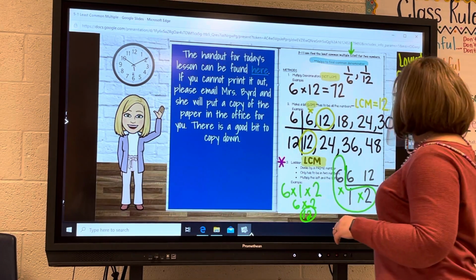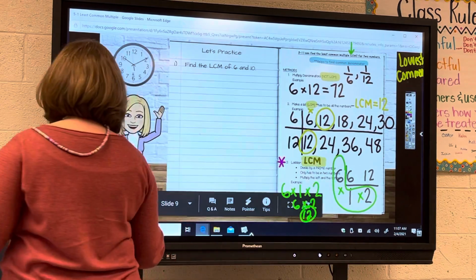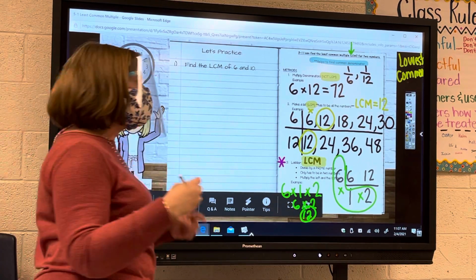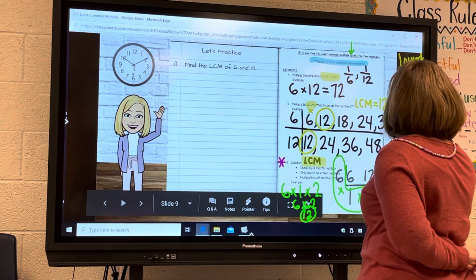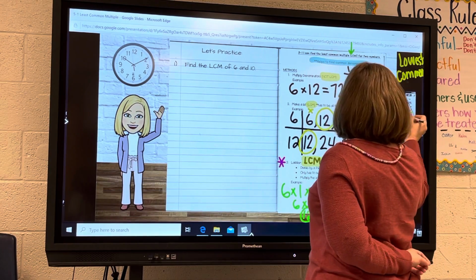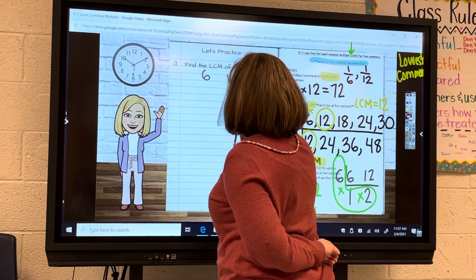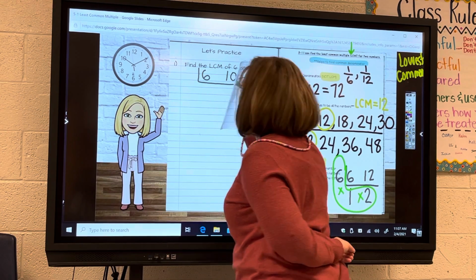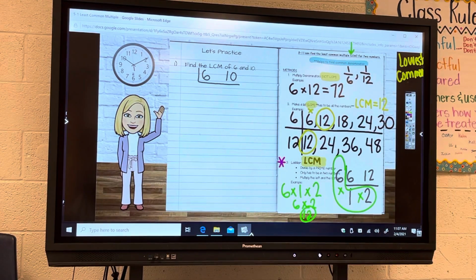No, I'm going to change that. On the left side of your paper, we're going to find the LCM of 6 and 10. So I just want you to write the numbers 6 and 10 and draw your step. That's all I want you to do.